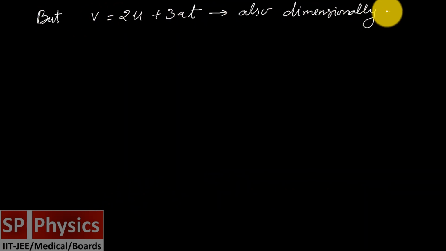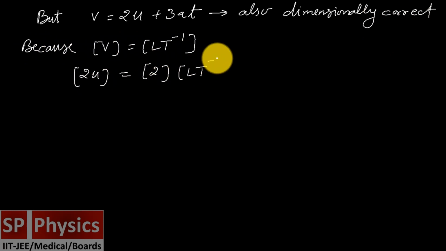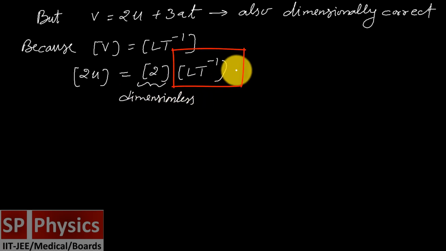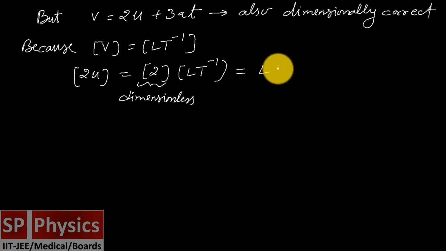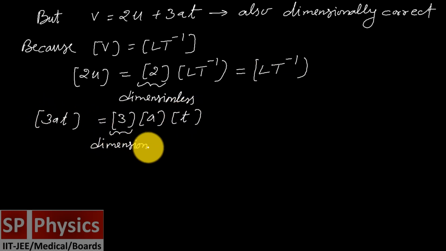But v is equal to 2u plus 3at is also dimensionally correct because the dimensional formula of v is LT^-1. The dimensional formula of 2u is equal to the dimensional formula of 2 into the dimensional formula of u. Since 2 is a dimensionless quantity and the dimensional formula of u is LT^-1, therefore the dimensional formula of 2u is equal to LT^-1. Similarly, the dimensional formula of 3at is equal to the dimensional formula of 3 into the dimensional formula of a into the dimensional formula of t. 3 is a dimensionless quantity.